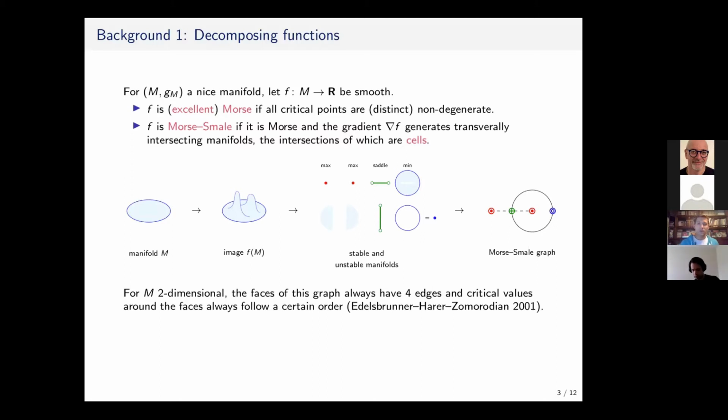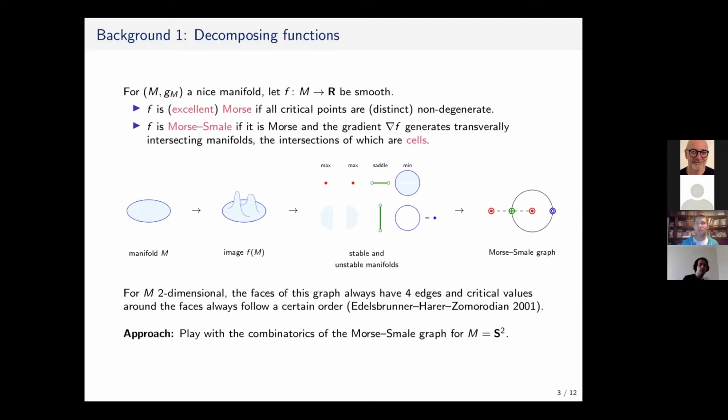They also showed that the critical values around the faces will always follow a certain order. In this case, that order is maximum, saddle, minimum, saddle. So these are some pretty restrictive, pretty strong conditions. And our thoughts were, okay, we get it, let's play around with it and see what happens. As I mentioned initially, the question was, suppose we have 2 maxima or 3 maxima. What are all the possible Morse Smale graphs that we can get that conform to these conditions?